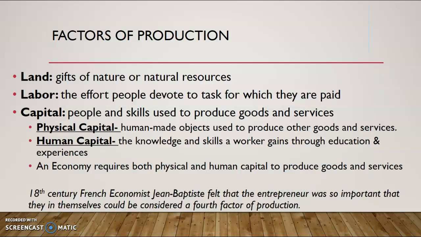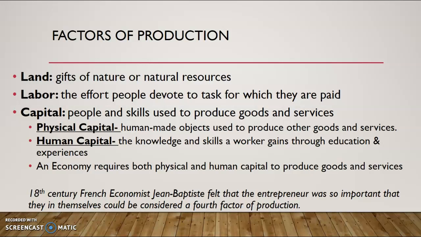So this slide just goes over the factors of production. Again, it's land, gift of nature, natural resources. Labor is people's effort, their work, their ideas. Capital, there's two different kinds, physical and human. Physical capital is human-made objects. Again, the stove or the oven in the restaurant, the projector hanging from the ceiling, projected on the screen in the classroom. Human capital is the knowledge and skills, the ideas, the skills a worker gains through education, through experiences. An economy requires both human and physical capital to produce goods and services.